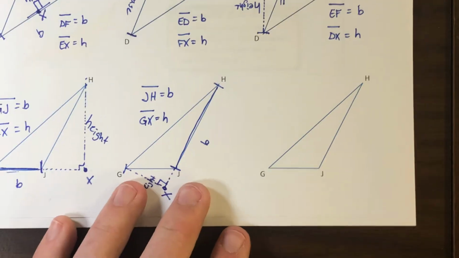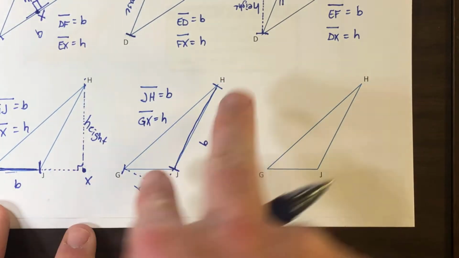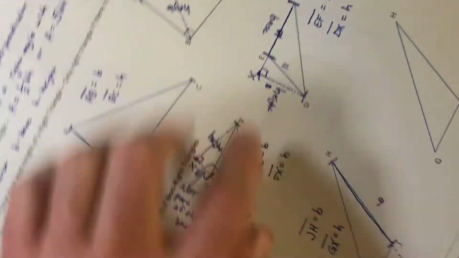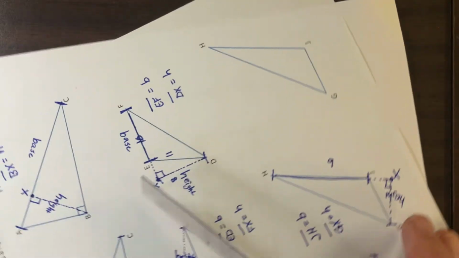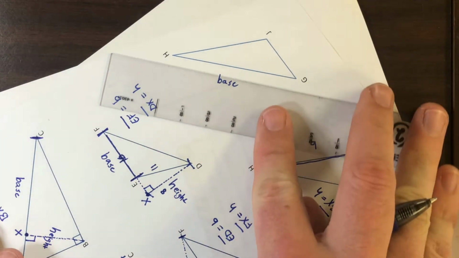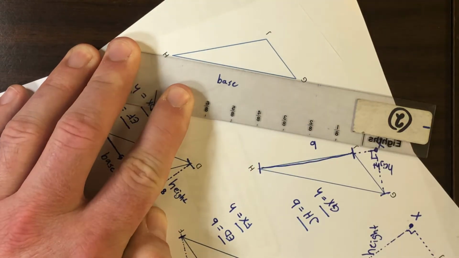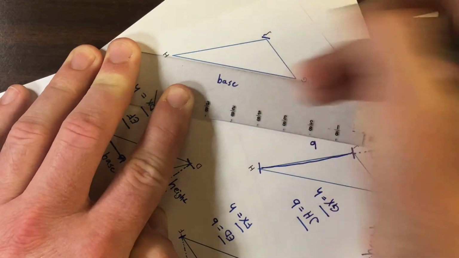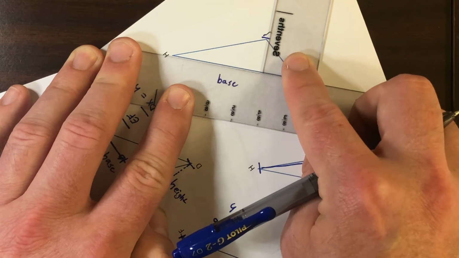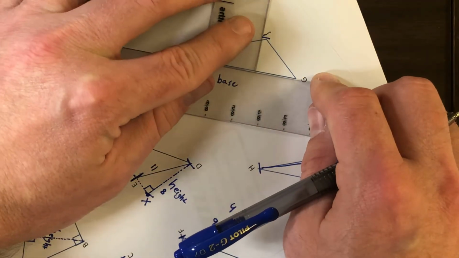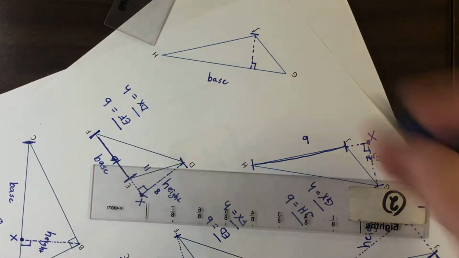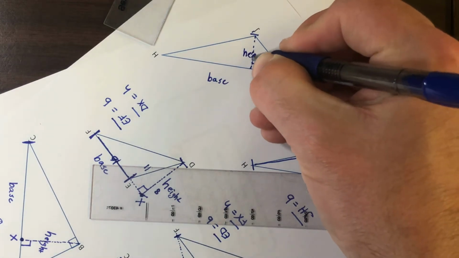Last example. So I've chosen that to be my base, that to be my base. I have not chosen that to be my base. So if that's my base, put a straight edge on it. What's the tip top of the triangle? J. So move your straight edge until it touches right there. Or come in from the other side. So this would be our height.